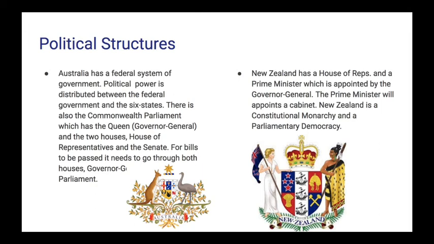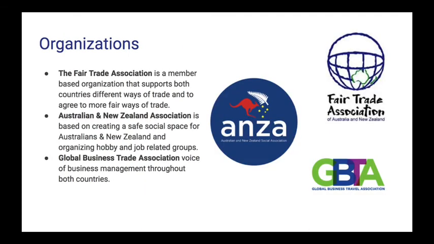the Governor General, and Parliament. New Zealand has a House of Representatives and a Prime Minister, who is appointed by the Governor General. The Prime Minister will appoint the cabinet. New Zealand is a constitutional monarchy and a parliamentary democracy.